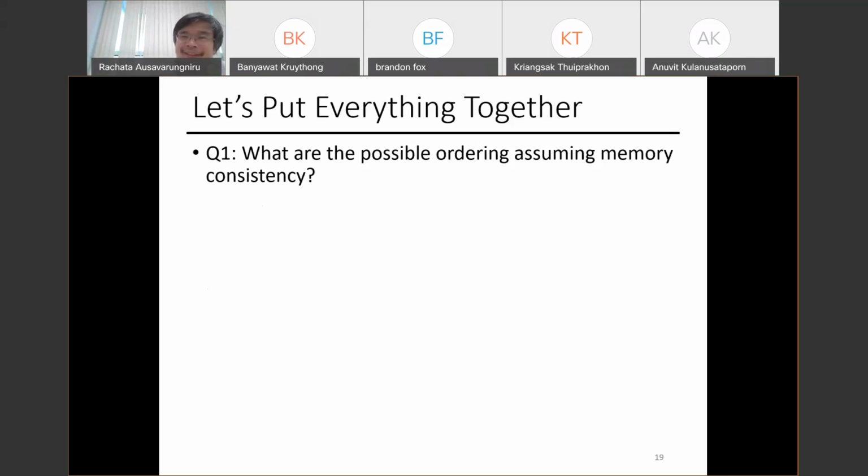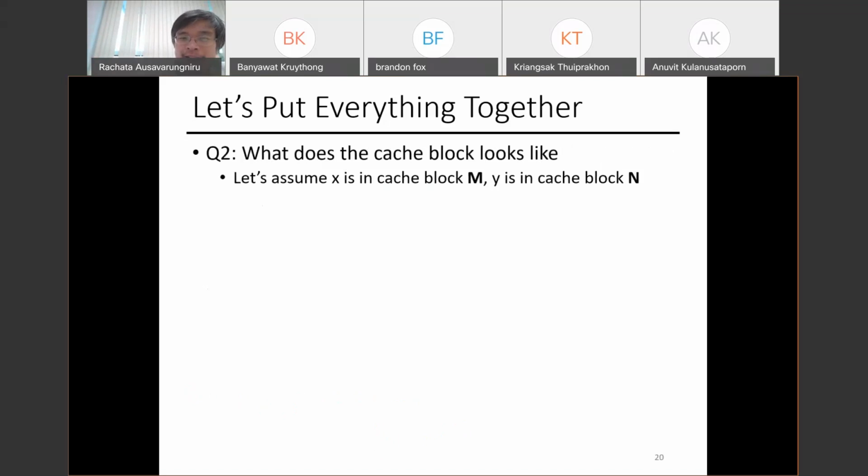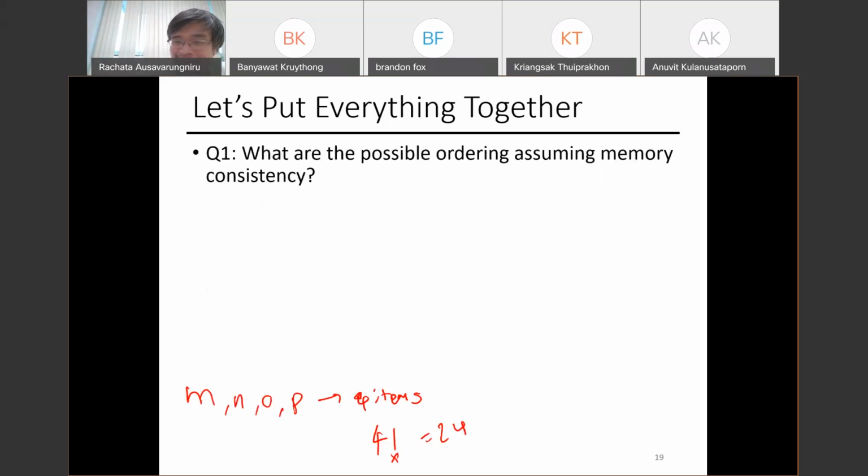All right. Come on, let's do some math. 24, yes. How do you get 24? You have M, N, O, and P, right? You have 4 items. The number of ways you can permute these 4 items, 4 factorial, is 24. Anything that's not clear here so far?